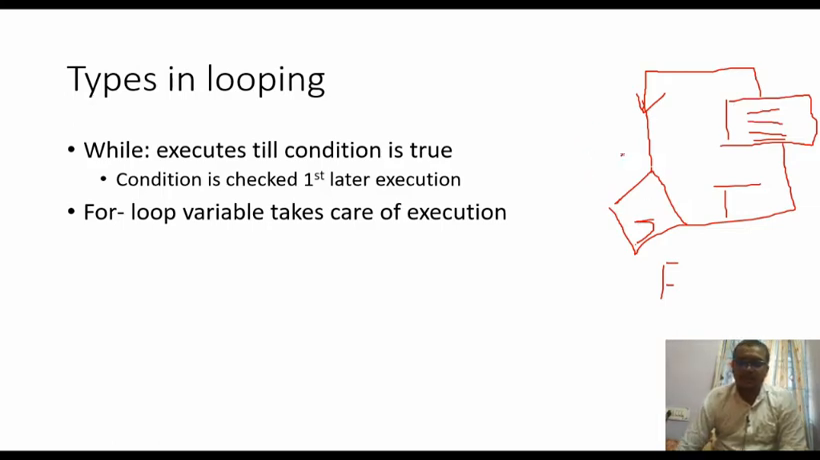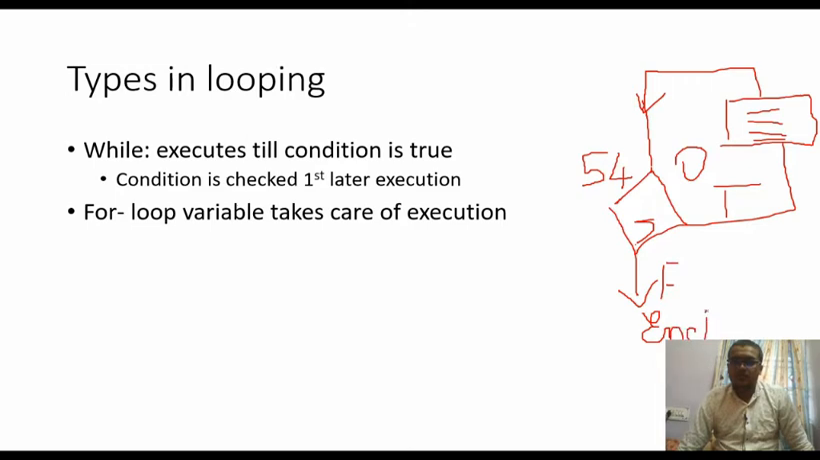Let me take one example, like if a looping needs to happen for 5 times. The first time it will check if it is true, then go here. It will decrement here: 4, 3, 2, 1, 0. At the point of 0, the condition will become false and it is going to end the loop. So this is a while condition.